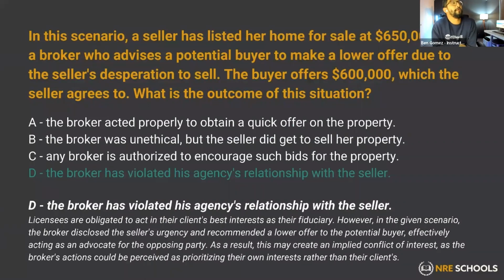The outcome is the broker violated his agency relationship with the seller, because the broker, the listing broker, has a level of confidentiality. The seller expressed, "Oh, I'm really desperate, but I'll take 600,000." Unless told by the principal, you can't just go telling everybody, "Hey, seller's desperate. If you offer this, you're probably going to accept it."